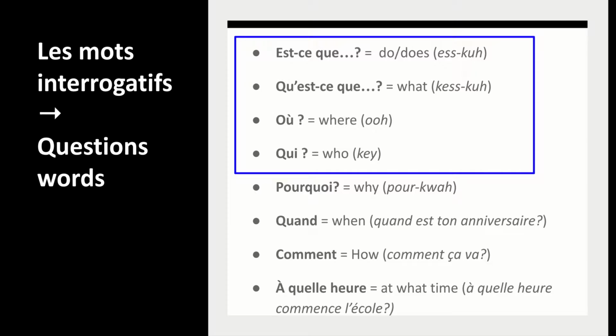Okay, so comme is one that you can see in those kinds of contexts. And then à quelle heure, at what time, which we saw in the time chapter. But I've highlighted those ones in the box because those are the ones that we're going to focus on the most, just to finish out this chapter this year.